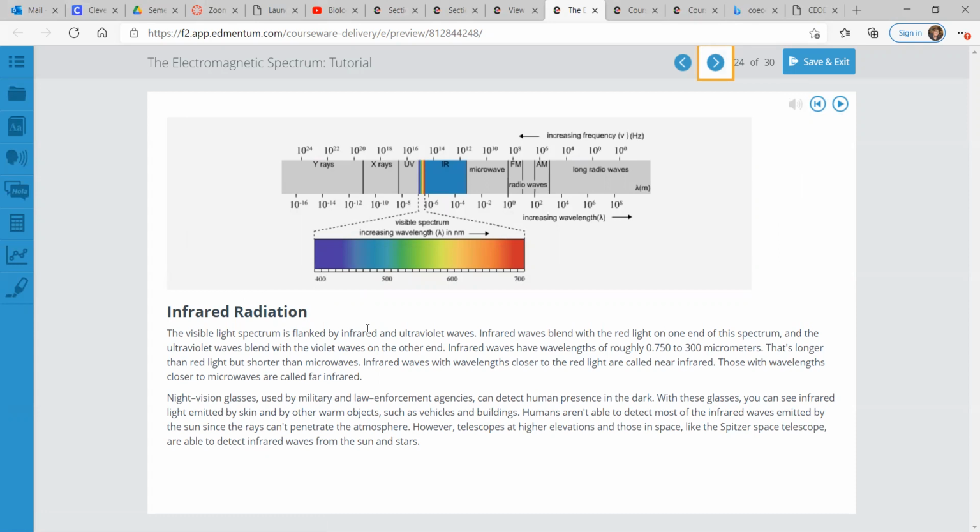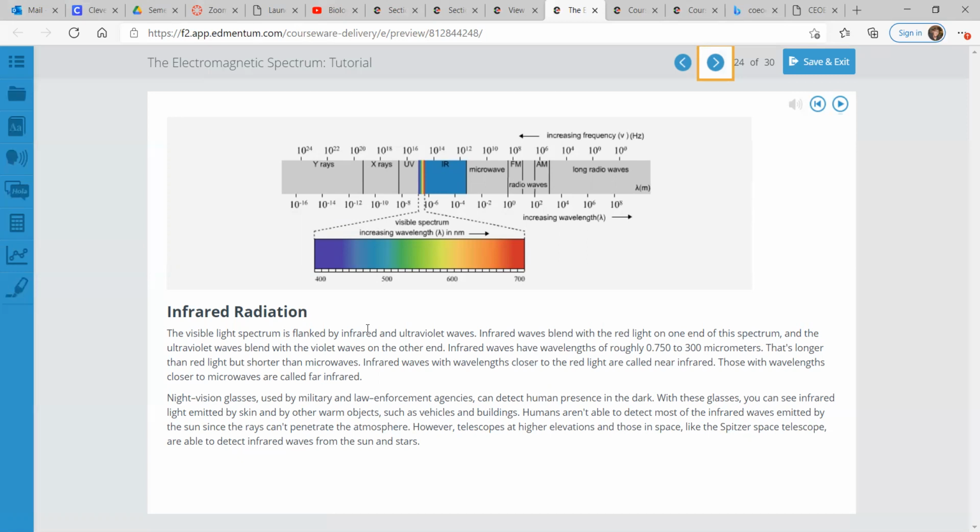Infrared waves have wavelengths of roughly 0.750 to 300 micrometers. That's longer than red light, but shorter than microwaves. Infrared waves with wavelengths closer to the red light are called near infrared. Those with wavelengths closer to microwaves are called far infrared.